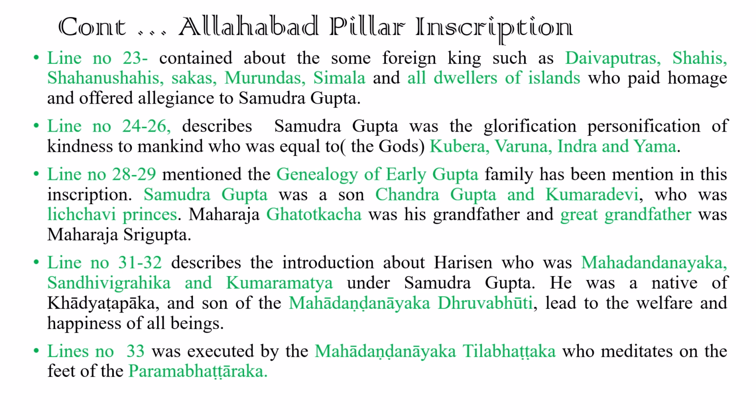In lines number 31 to 32, it describes Harisena, who was a Mahadandanayaka, Sandhi Vigrahika, and Kumaramatya under Samudragupta. And he was also the son of Mahadandanayaka Dhruvabhuti, who led to the welfare and happiness of all beings. And lastly, line number 33 provides information about Tilabhatta, who was the executor of this inscription, who meditates on the feet of the Parambhattaraka.